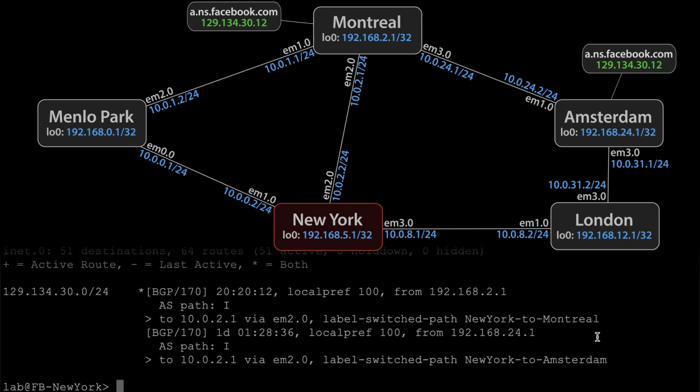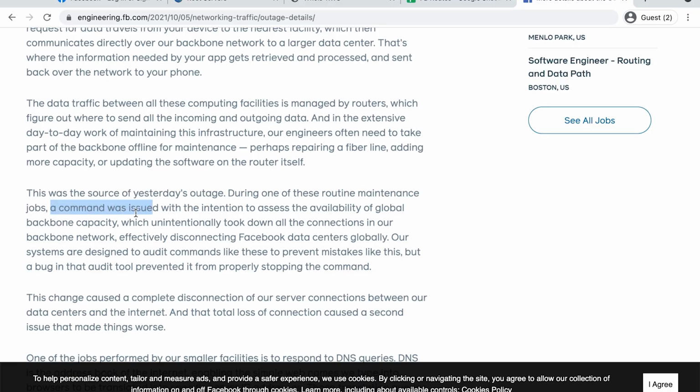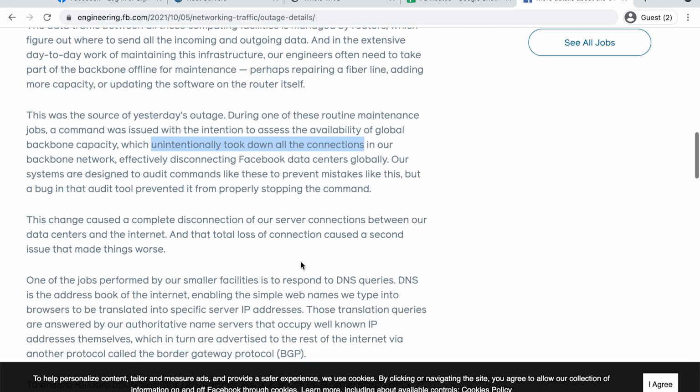Now, why that happened, they're not all that clear about. So they say a command was issued which unintentionally took down all the connections in our backbone network. And I don't know, that's not a very satisfying explanation. But unless Facebook wants to tell us more, this is what we've got. The entire network was down because they unintentionally took down the entire network. And beyond all this talk of DNS and BGP, that's really what we're left with.